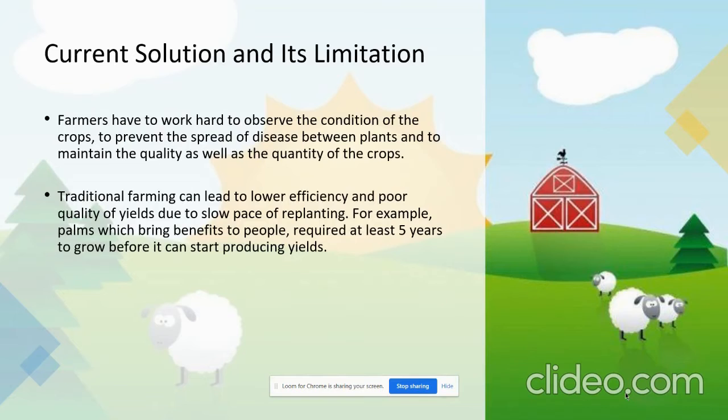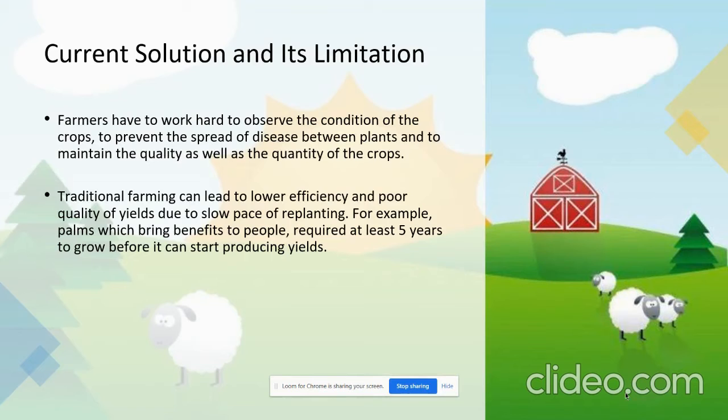In our current solution, farmers have to work hard to observe the condition of the crops, to prevent the spread of disease between plants and to maintain the quality as well as the quantity of the crops. Doing so is really inefficient, I would say, as some of the farmers have quite a big farm and they have to check the plants one by one. They waste their time on checking and don't have time to do other more important things such as analyzing their plants and finding the optimal solution for the plants.